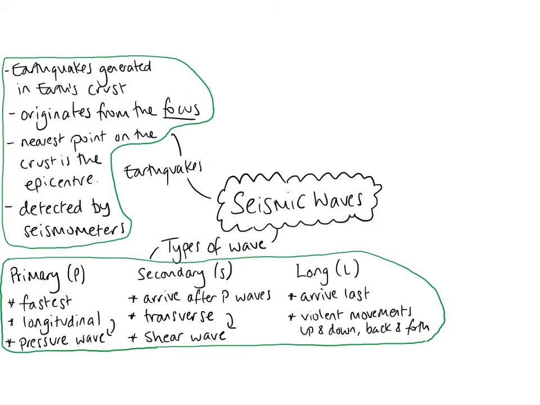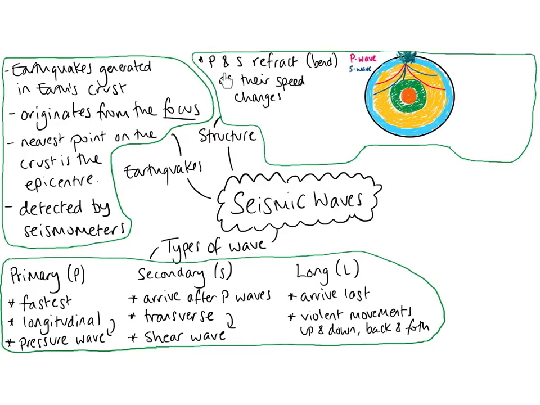Although secondary waves are more dangerous than primary waves, perhaps the most dangerous ones are the long waves, and they're the ones that arrive last, so they travel the slowest. And what happens is they provide violent movements that go up and down, as well as backwards and forwards. Although earthquakes might be seen as quite a dangerous thing, they do actually provide science with quite a lot of information about the structure of the Earth.